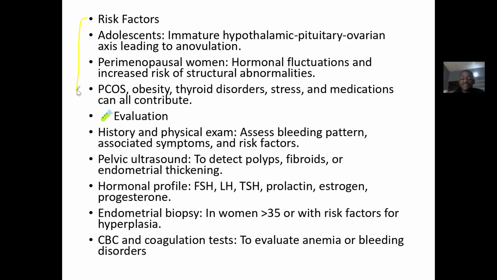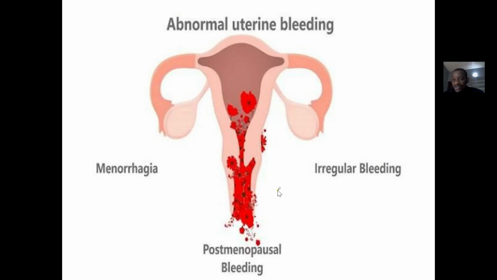You evaluate this from history and physical examination, where you ask several questions depending on what you suspect is causing it. Pelvic ultrasound. Then for the lab, you measure all the important hormones in a woman. They do an endometrial biopsy if there's hyperplasia and you're suspecting cancer. Complete blood counts, because the person has been losing blood from too much bleeding, so you want to rule out anemia.